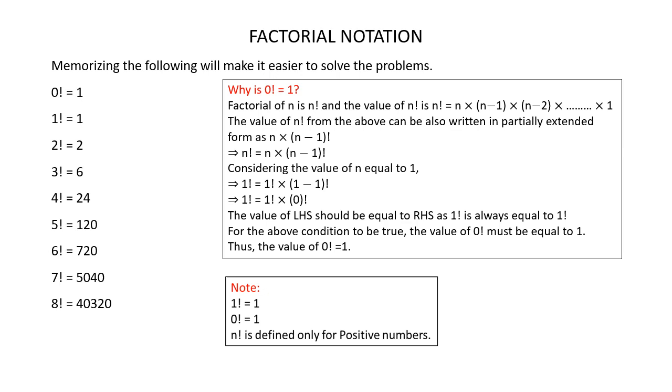Now, as you can see here, 1 factorial is also equal to 1 and 0 factorial is also equal to 1. Now, why is 0 factorial equal to 1?